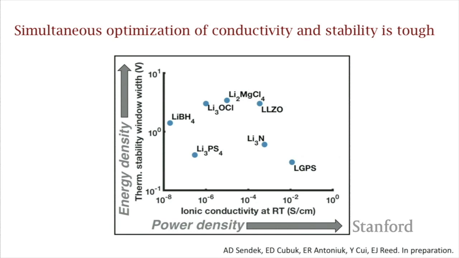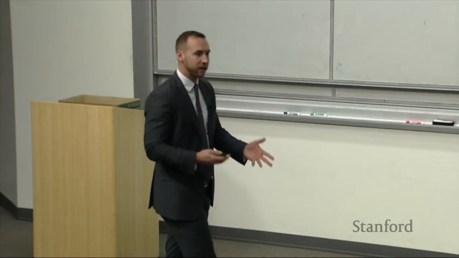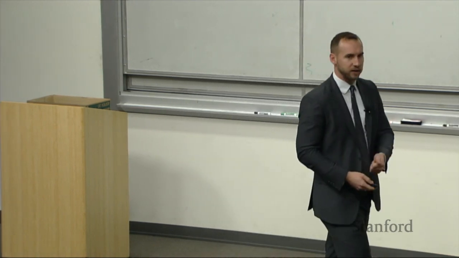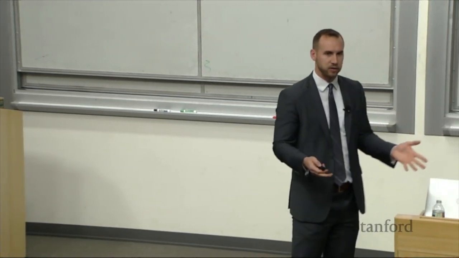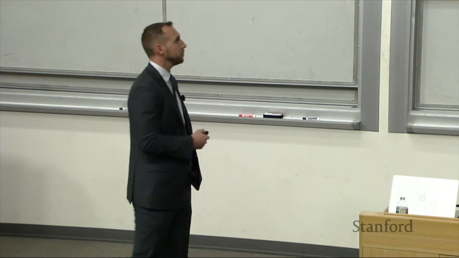Here are a few of the well-known solid electrolyte materials that have been reported in the literature in this landscape. You'll notice that we really need to be above 10 to the minus 2, right up in here, and there's not a whole lot up there. So optimizing both of these at the same time is a really difficult challenge. Getting good ion conductors is hard enough, but getting good ion conductors that are electrochemically stable over a wide range of voltages is even harder.